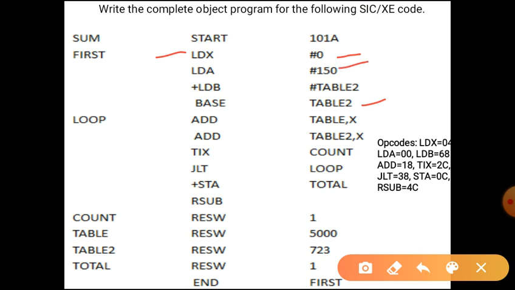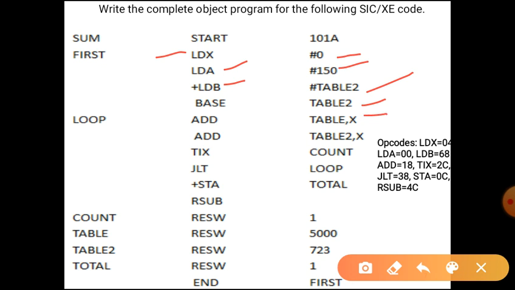Next, LDA #150. This value 150 is in decimal, so its binary representation will be loaded into the accumulator. Next, we also have one more, that is +LDB. The meaning of +LDB is that it has to be assembled using format 4, and #TABLE2 means the address of TABLE2 will have to be loaded into B.